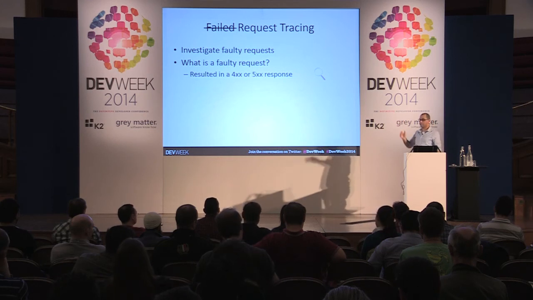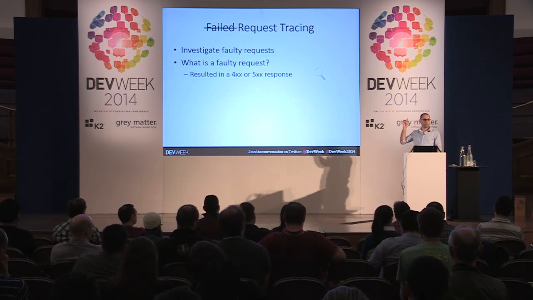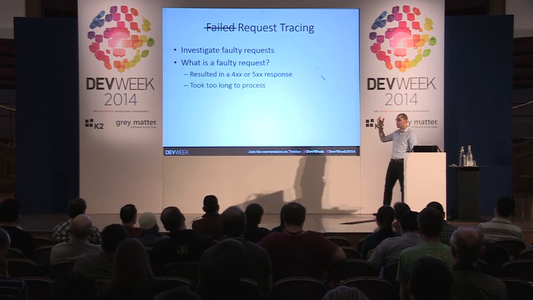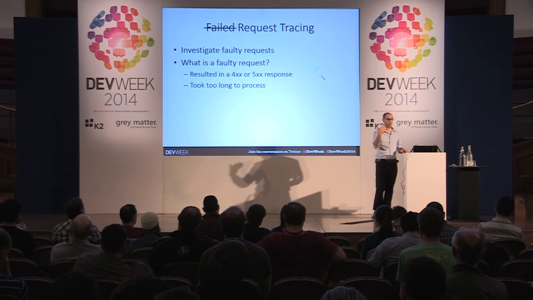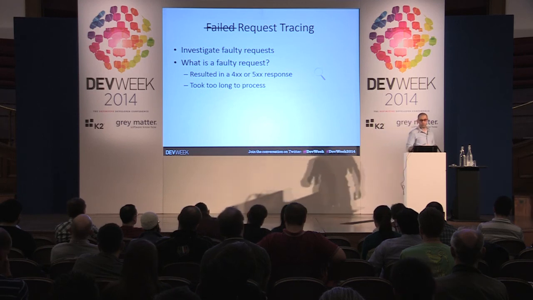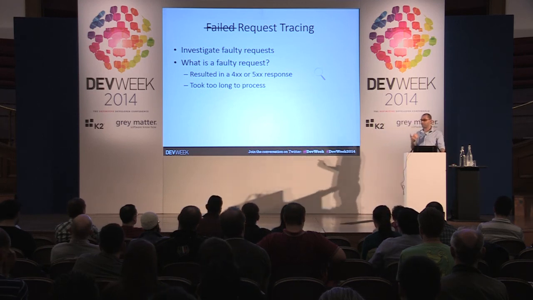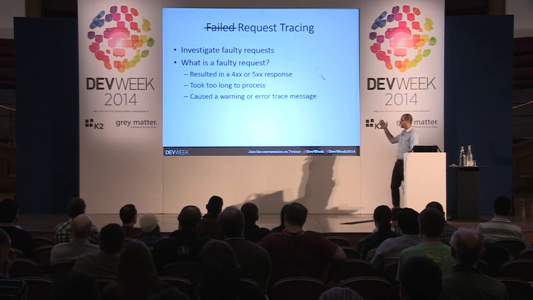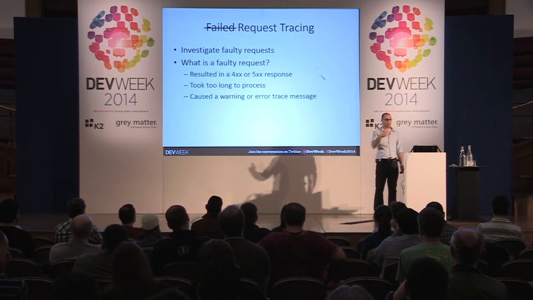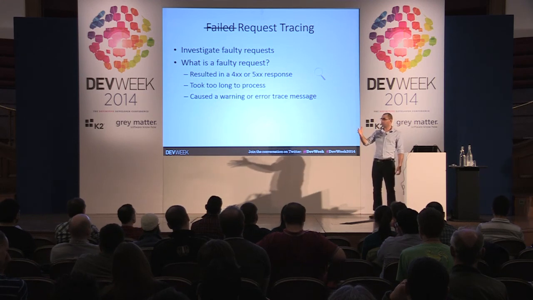If one of those things happen, that is what I want it to trace. If I had a request that took too long to execute, a couple of seconds, even a minute, that might be faulty in my opinion. Maybe not in yours, but my opinion is if it took more than 5 seconds, probably something is wrong with that request, with that code. If there was a trace message that was a warning or an error, not an information trace message, are you familiar with .NET tracing?